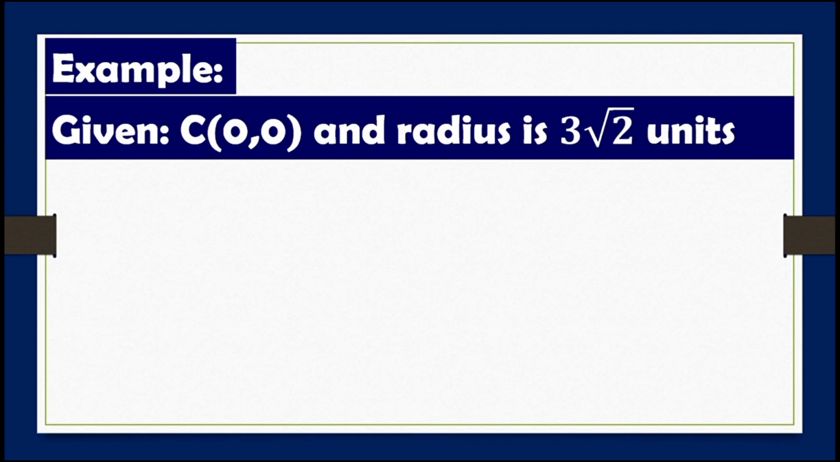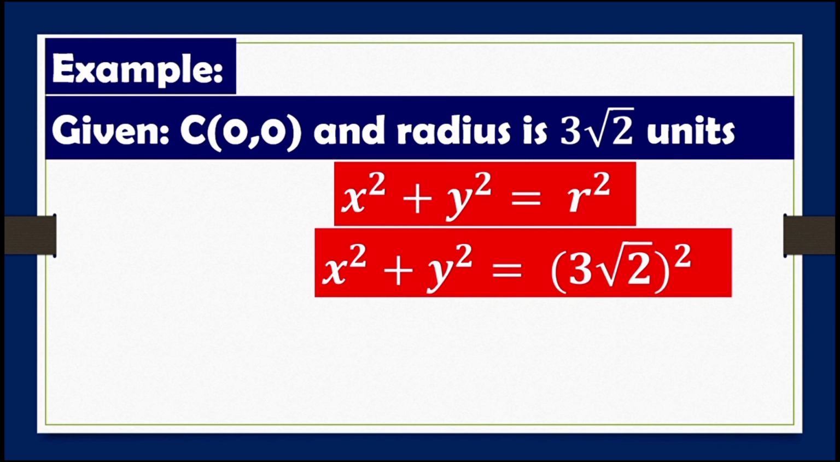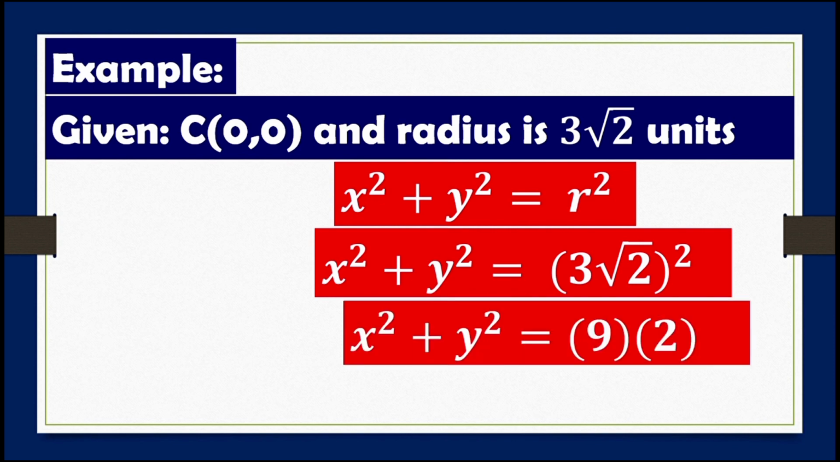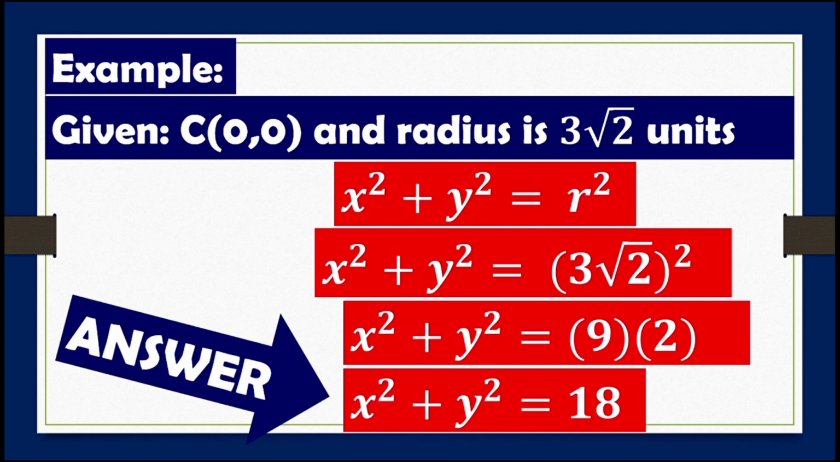Another example. Center has coordinates (0, 0) and radius which is 3 square root of 2 units. Again, substitute our radius 3 square root of 2 into our standard form x squared plus y squared equals r squared. To simplify our equation, it will lead us to x squared plus y squared equals 9 times 2. 9 is a result when we square 3 and 2 is a result when we square root of 2. To simplify our equation, it will lead us to x squared plus y squared equals 18. Again, this is written in standard form of the equation of our circle.